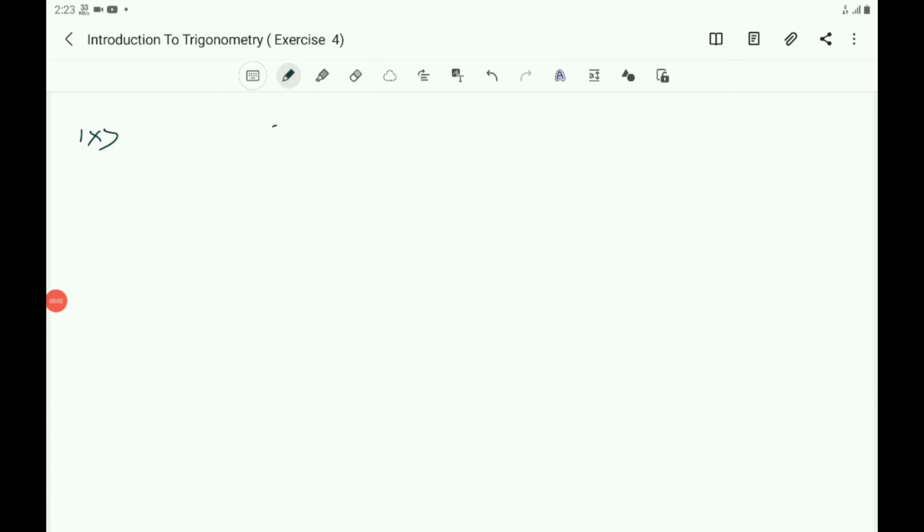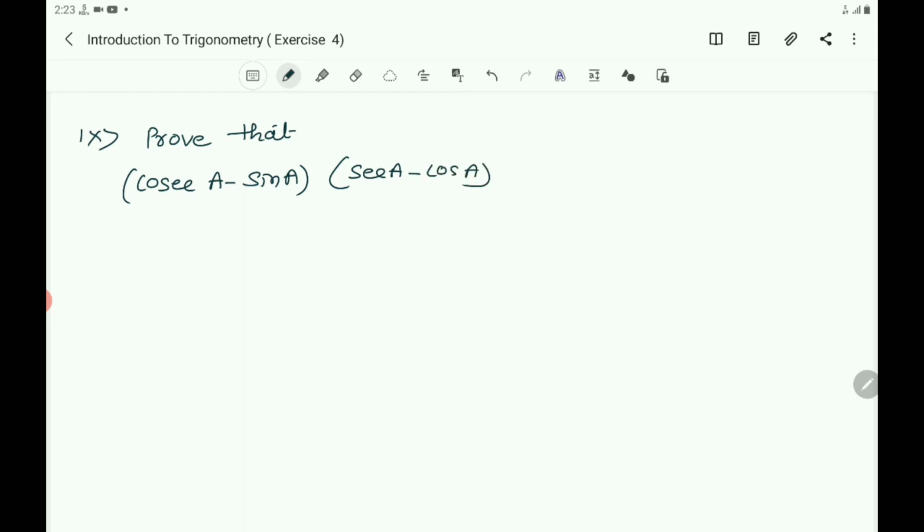Next you take the 9th question. What is that question? Prove that (cosec A minus sin A) into (secant A minus cos A) equals 1 by (tan A plus cot A). What do you have to prove here? Here we have to prove that (cosec A minus sin A) into (secant A minus cos A) equals 1 by (tan A plus cot A).